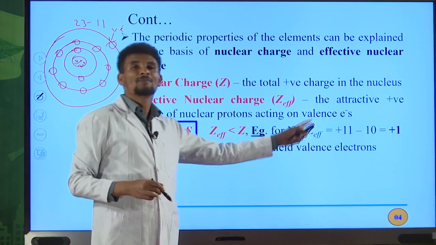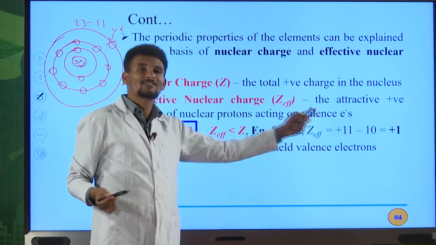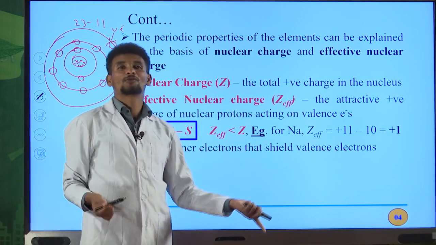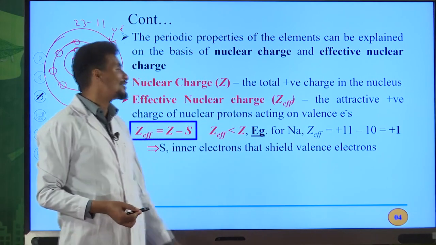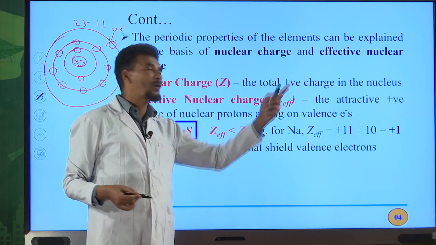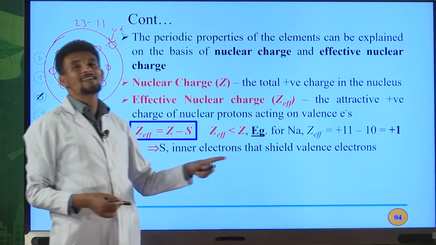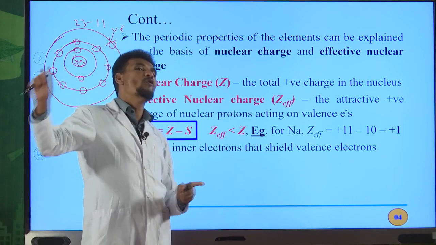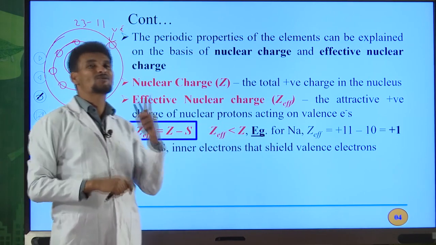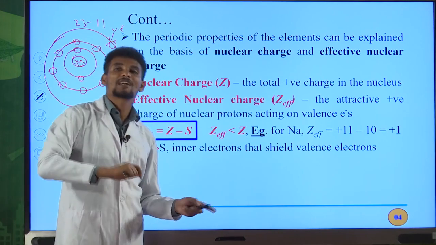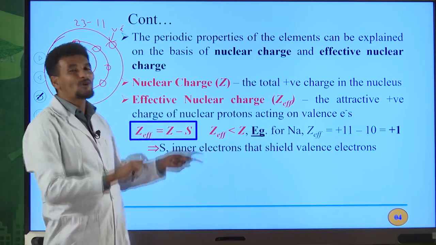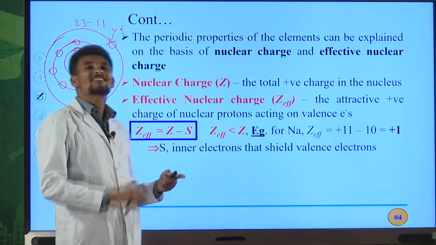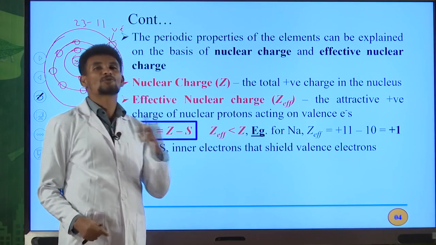Similarly for magnesium, it is plus 2, because 12 minus 10. 10 is the inner electrons for the magnesium atom, and 12 is the number of protons, the nuclear charge for the magnesium atom. So plus 12 minus 10 is equal to plus 2, and plus 2 is the effective nuclear charge for the magnesium atom. When we move from left to right across the period, effective nuclear charge increases. Nuclear charge also increases because atomic number increases. Therefore, nuclear charge increases from left to right across the period.